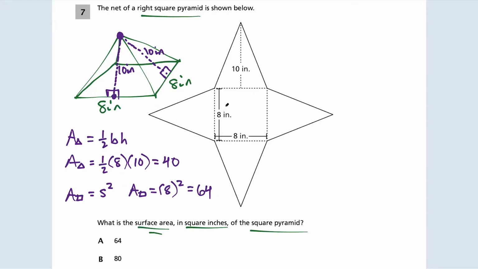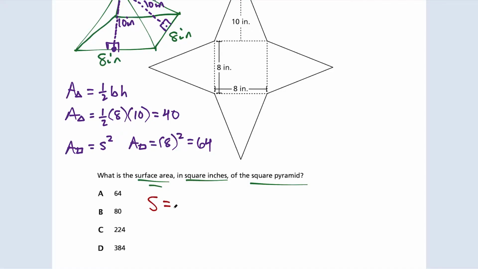So now we just have to be very careful. To find the surface area, we just have to think how many triangles make up the square pyramid? Well, there's 4 triangles. There's a front, a back, and then a left and a right. So we have 4 triangles. Remember, each triangle had an area of 40 square inches. So we're going to have 4 times 40 plus we just have to account for the square base, and the square base had an area of 64 square inches.